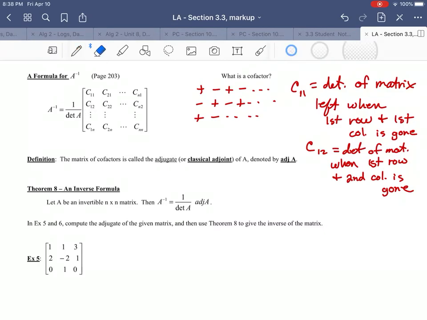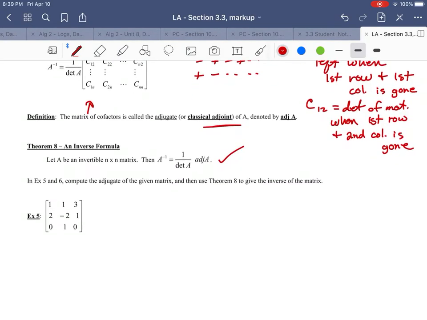So there's going to be a little trick to this that you'll see later on, but just so you know what those C's mean. And so this down here, when you use this matrix and put the cofactors in that order and do 1 over the determinant, that cofactor matrix, when you put the cofactors in that order, is called the adjoint. So if you multiply 1 over the determinant by the adjoint, then you get the inverse.